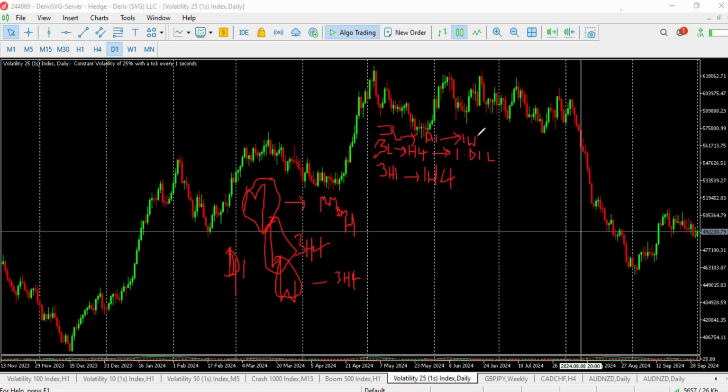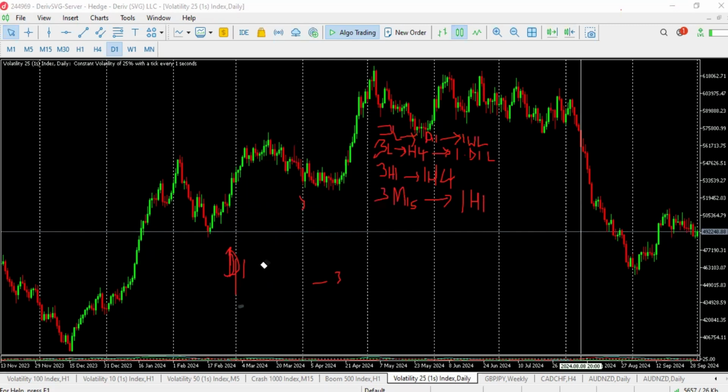Then 3 H1 levels give us 1 H4 level. 3 M15 levels give us 1 H1 level. So please, you need to take note of this. This is very, very important, guys. I want to believe you've written that out. So I'm going to wipe this off now so we can go straight into the charts.